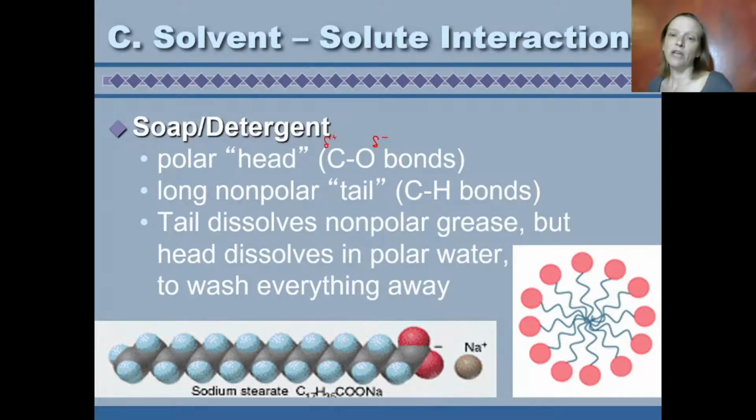This nonpolar tail is attracted to oils and greases that you're trying to wash off of your hands or off of your dishes or off of your clothes. But then this polar head is attracted to water. So your oils and grease kind of stick to this long nonpolar tail and then can be washed away in water because of the polar head of the soap.